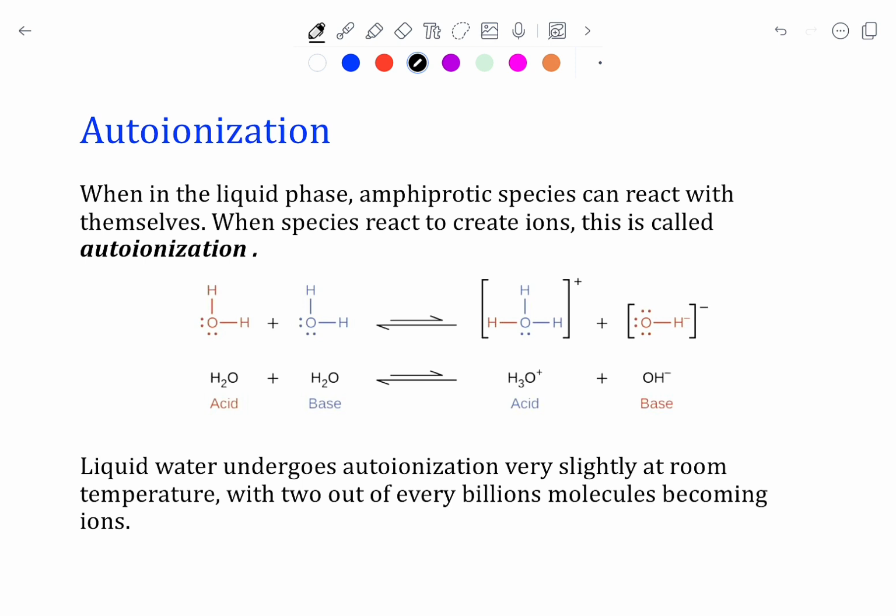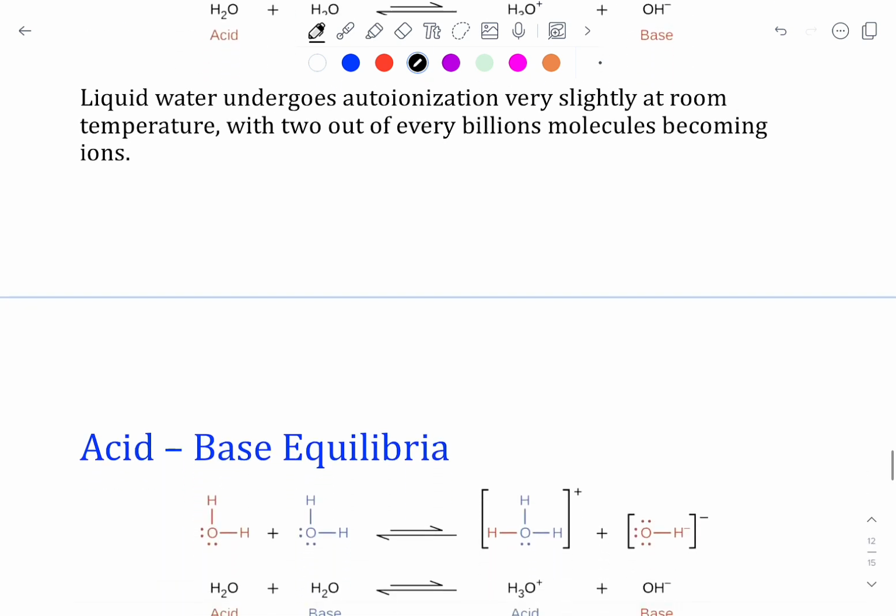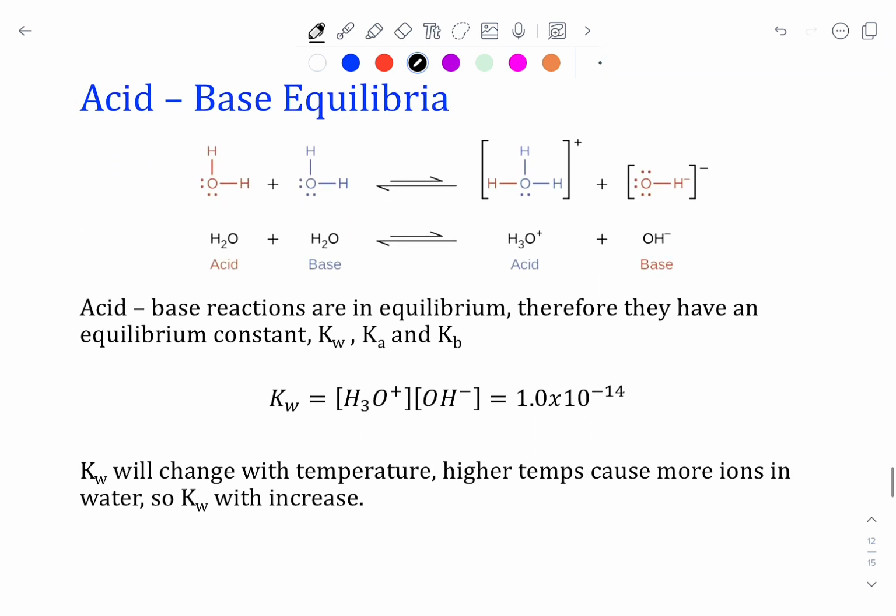So you've got an acid-base reaction happening right in your water bottle next to you, which is, I don't know, kind of cool. Now we can use this concept of auto-ionization to help us understand acid-base equilibria. Specifically, if we look at water, we've shown all of these reactions with equilibrium arrows in them because most acid-base reactions are in some sort of equilibrium.